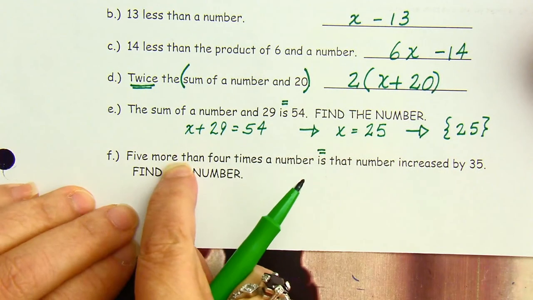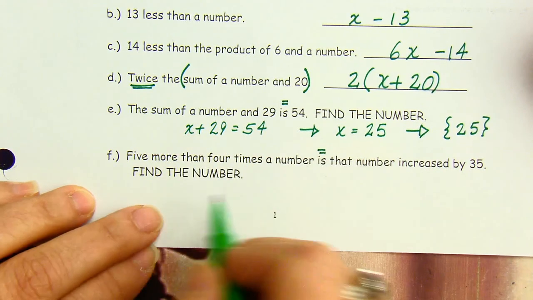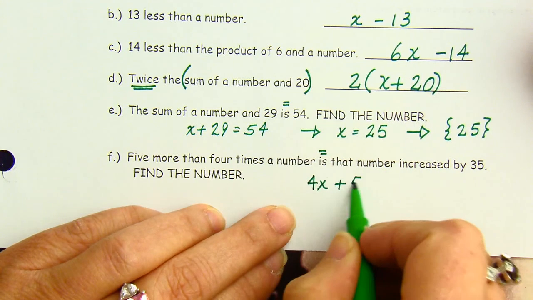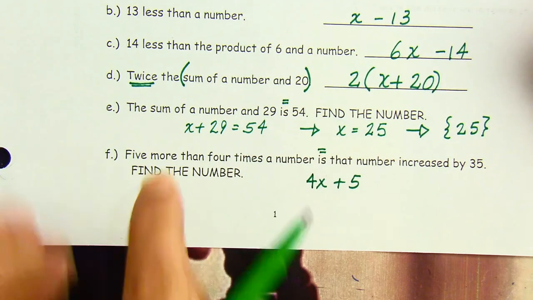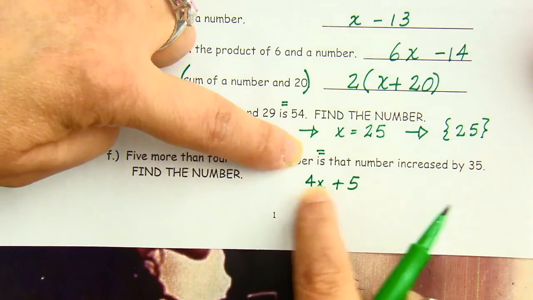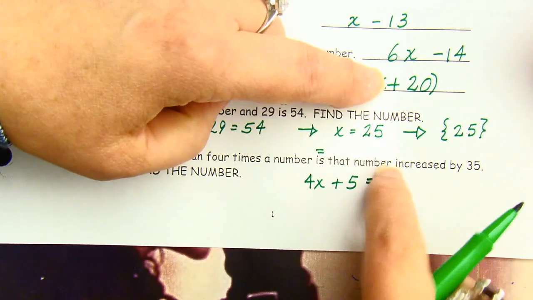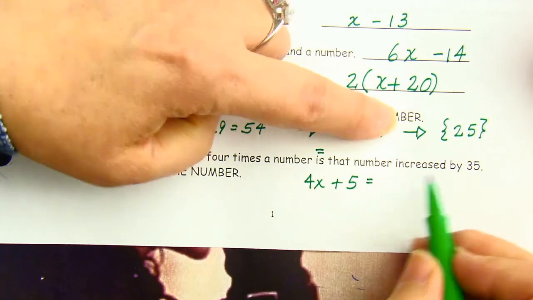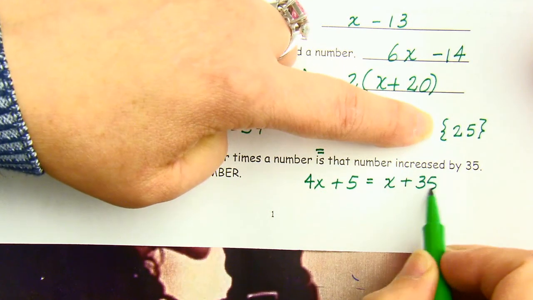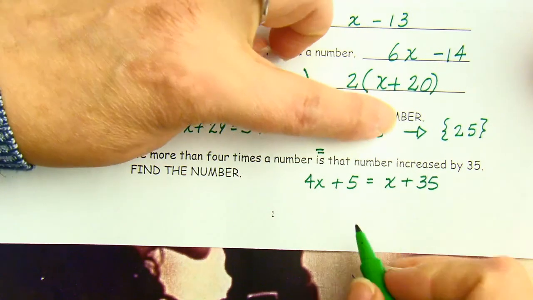5 more than. That means add 5. 4 times a number. All right, well, I've got 4 times a number and then add 5 to it. Okay, 5 more than 4 times a number is that number, I used x for the number, increased by 35. So I take that number x and increase it by 35. This is my first answer. That's the equation. And now I'm going to solve it.